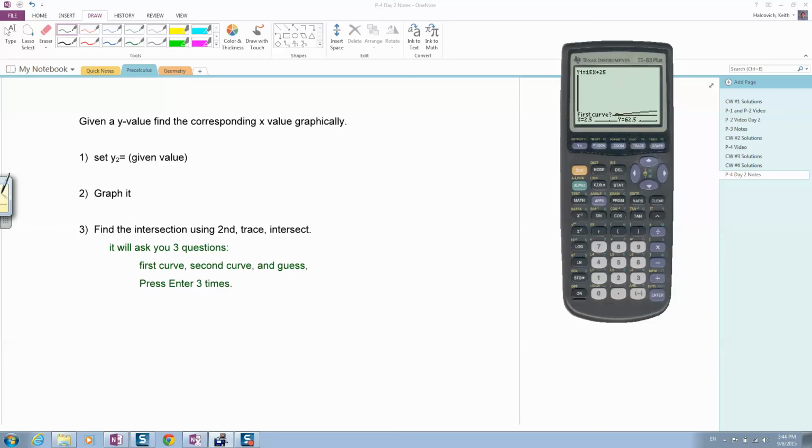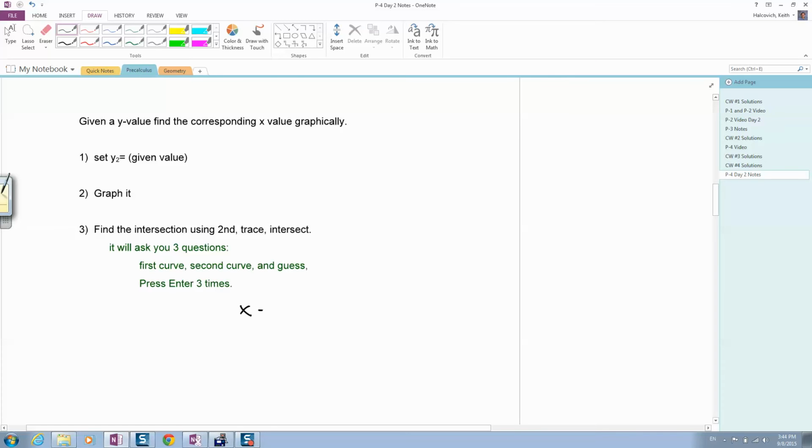And it's going to ask you 3 questions. It's going to say first curve, you're just going to hit enter, second curve, enter, and guess, enter. And it gives you the intersection. So basically, when x equals 2, y equals 55. So basically, you just found that the x value is equal to 2. And so whatever the x value is, that's what the answer is.